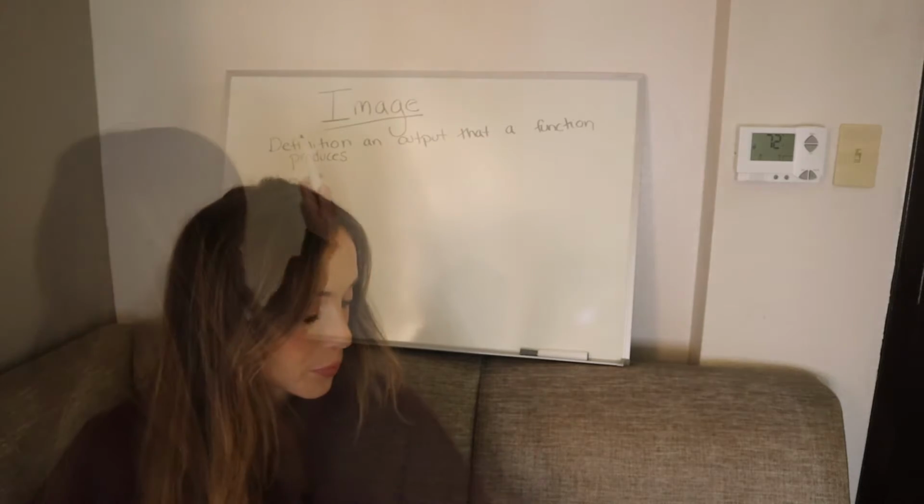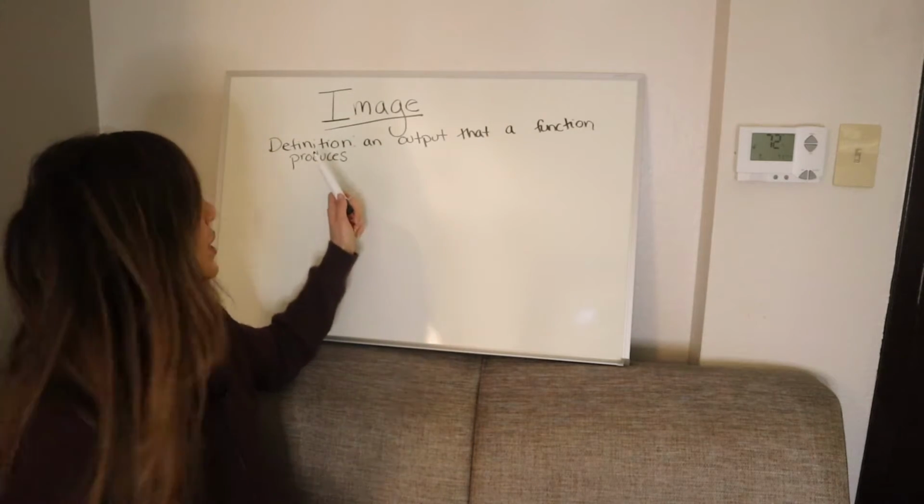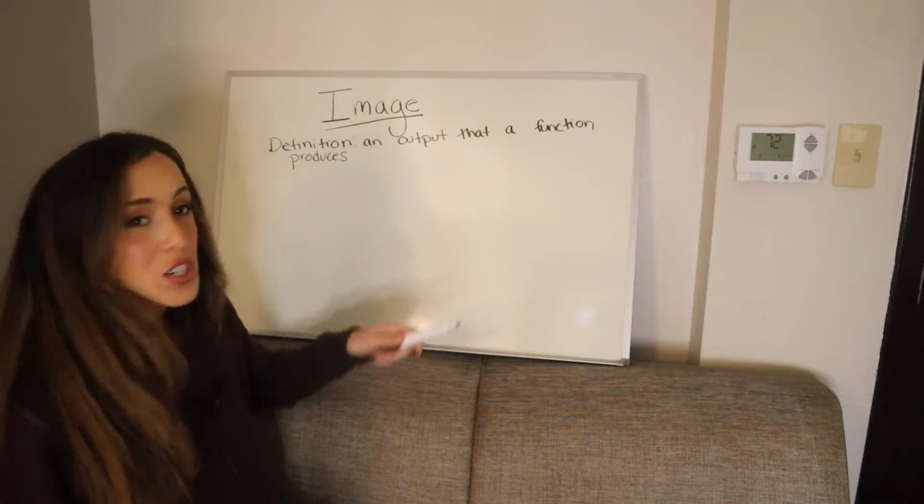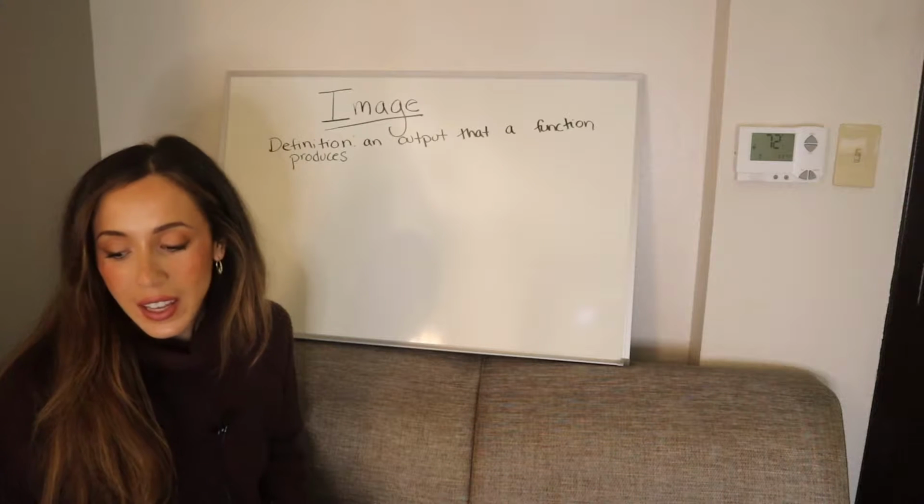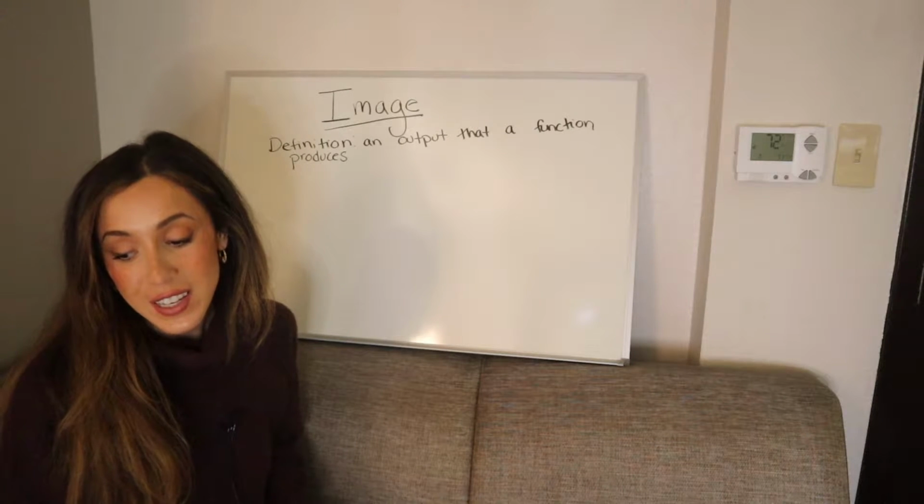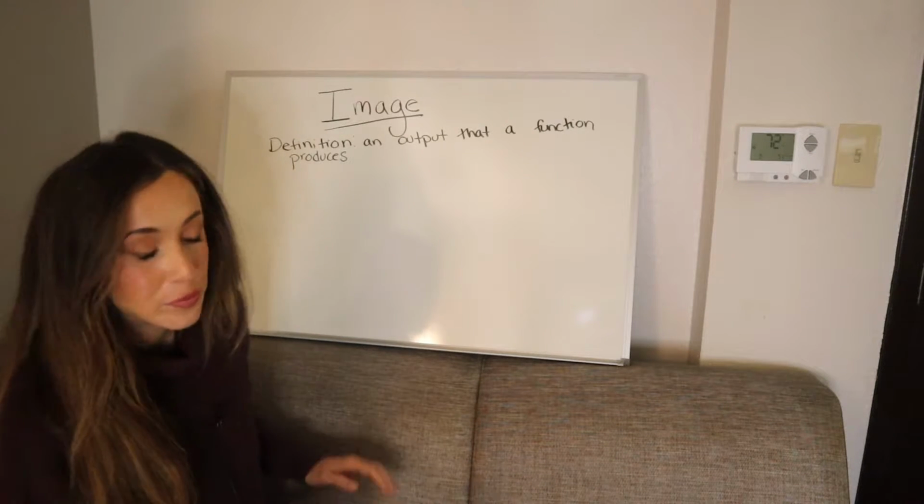For the video, I ask you, when is an image an integer? And no, I'm not talking about a picture of a number. First, let us define a few terms. Image, definition, an output that a function produces. Likewise, a pre-image is an input of a function.